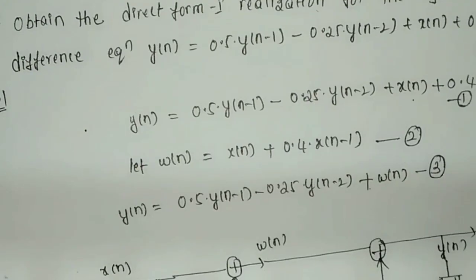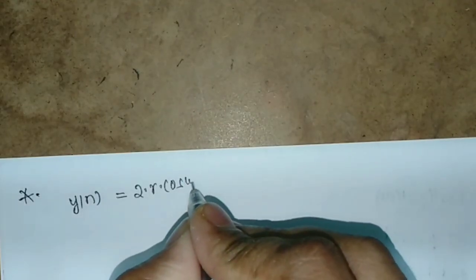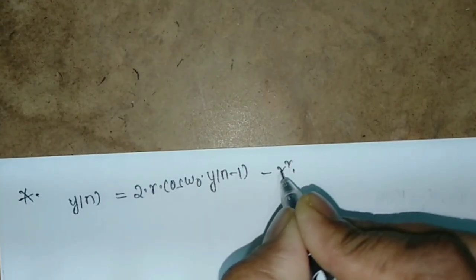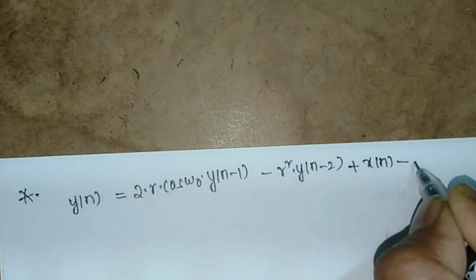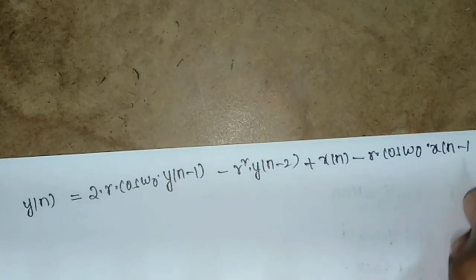Okay, similarly, let us practice one more problem. y of n equal to 2 into r cos omega naught into y of n minus 1 minus r square into y of n minus 2 plus x of n minus r cos omega naught into x of n minus 1.